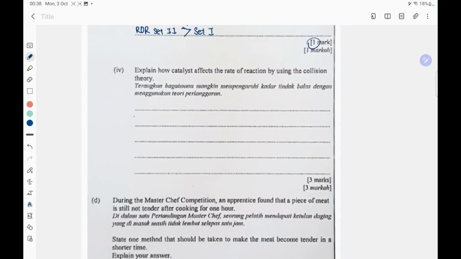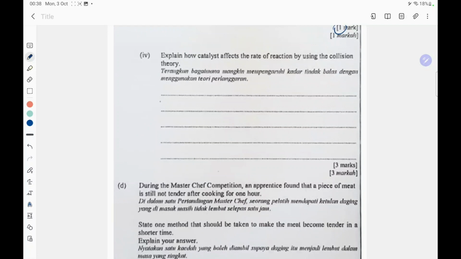And next, explain how catalyst affects the rate of reaction by using the collision theory. Okay, we have the catalyst, and we have to explain using the collision theory, which means whatever bullet points that I've explained and discussed in the previous video in part 2, you have to write it here. So we're going to answer the question like this.